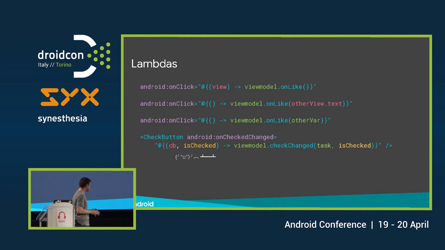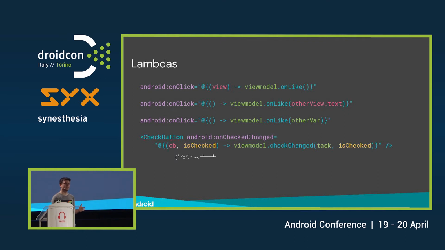And then the fourth one is the interesting one. This is a check button, and we are assigning something to the onCheckedChange attribute. And this is the lambda that you have to write. It receives a compound button or a check button as the first parameter, and as a second parameter, it receives an isChecked Boolean, and then it's calling the check-change method with a task, which is another variable, and the isChecked Boolean.